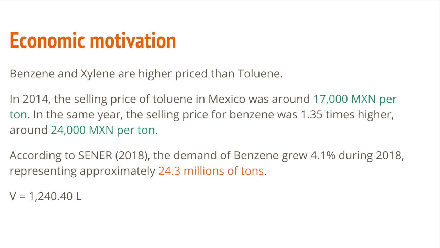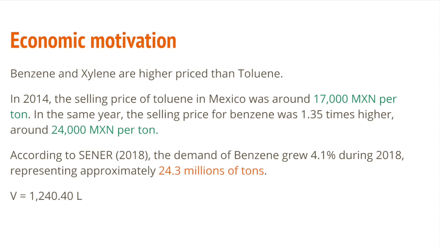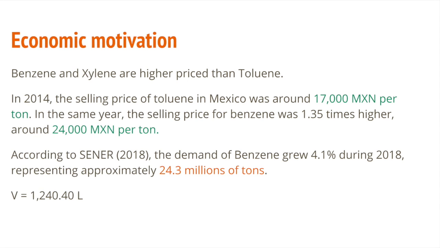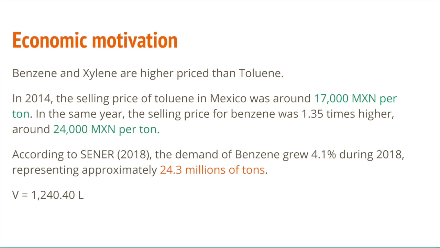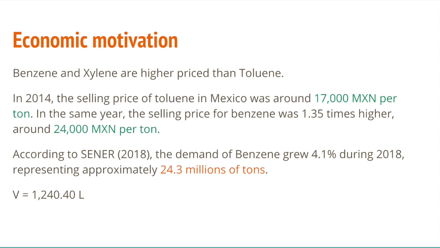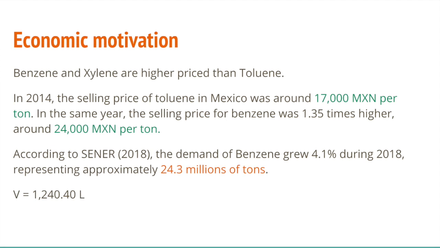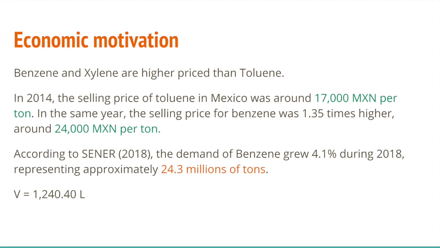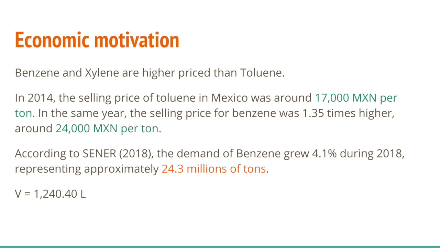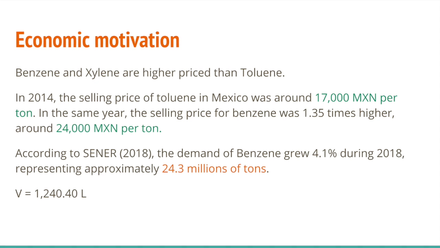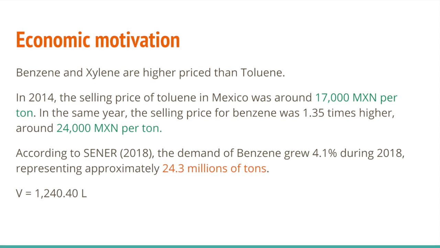It is known that both benzene and xylene are higher priced than toluene. In 2014, the selling price of benzene was 1.35 times higher than the selling price of toluene, at 24,000 Mexican pesos per ton. According to Mexico's Energy Department, in 2019, the demand of benzene grew 4.1%, representing 24.3 thousand tons.